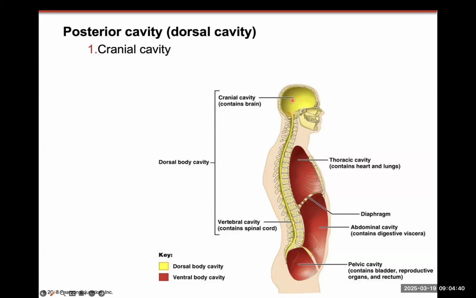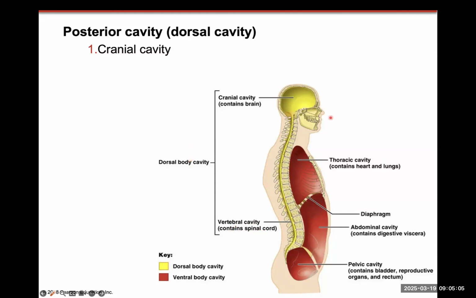Now this space is connected to the other space here, where you have your spinal cord, or that's where the spinal cord is going to be. So if you take the spinal cord out, there's going to be space or cavity that's called vertebral cavity because the spinal cord is going to be residing there. So that's vertebral cavity that contains spinal cord, and both of these are part of the dorsal body cavity.